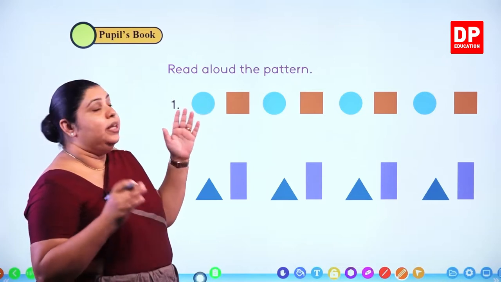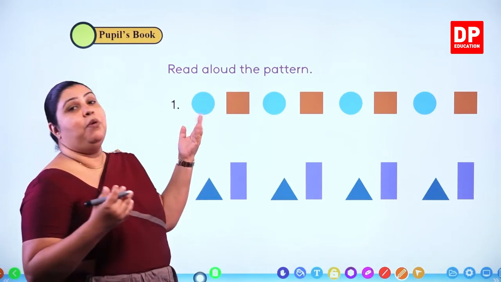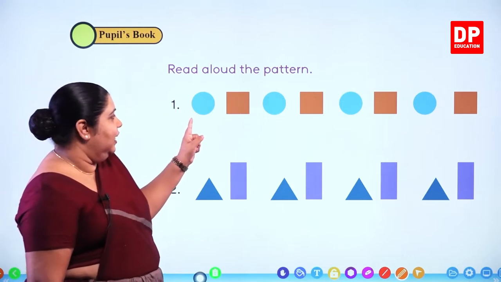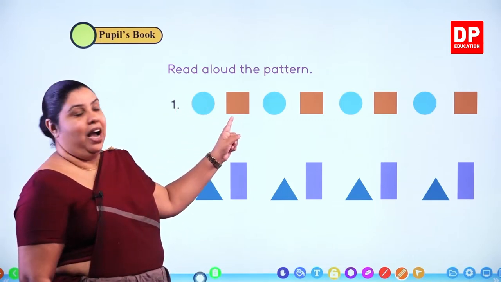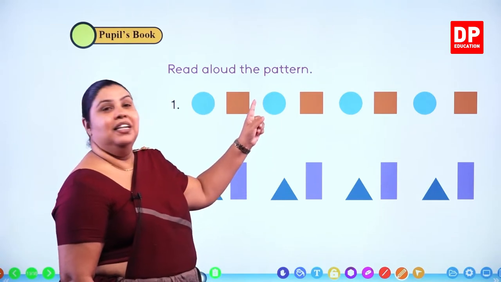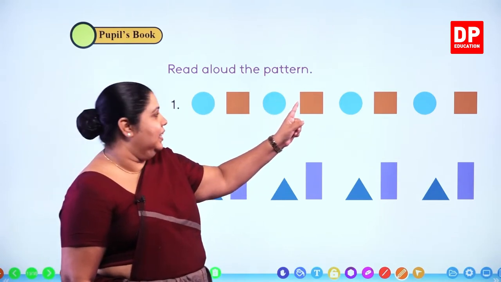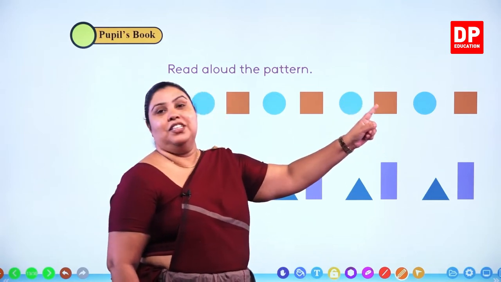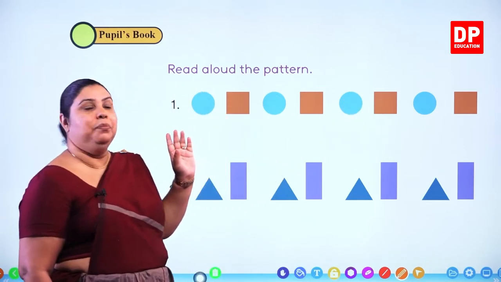Read aloud the pattern. Now we have to read the name of the shape. Okay? Let's start. The first one. Circle, square. Circle, square.